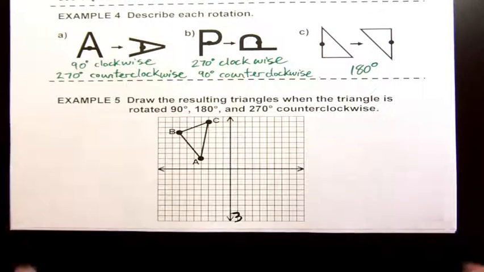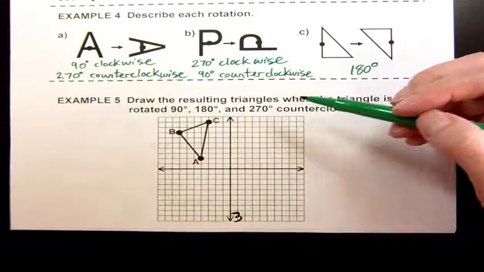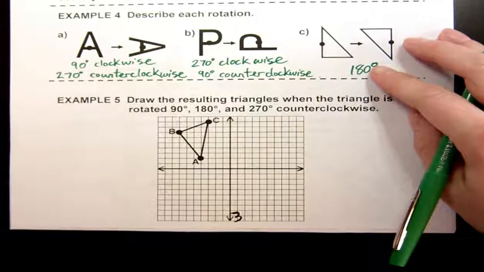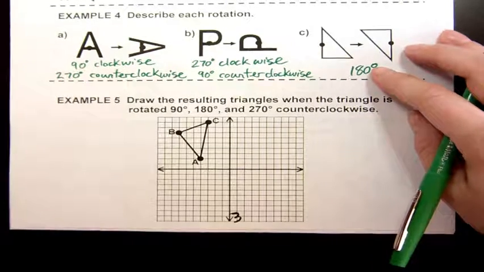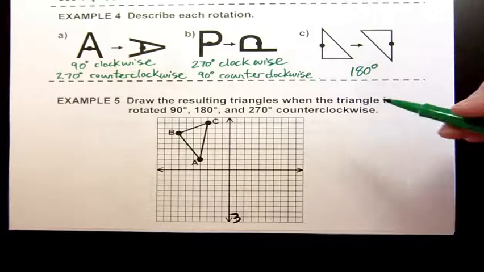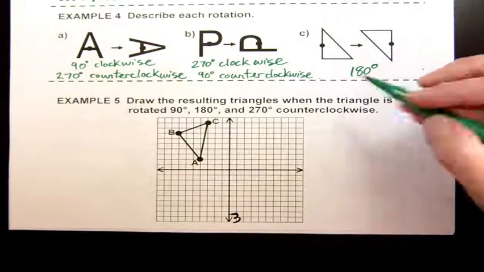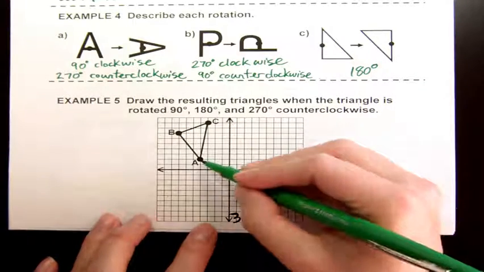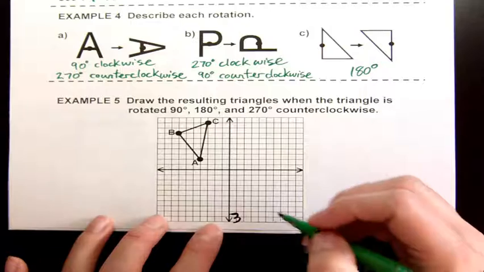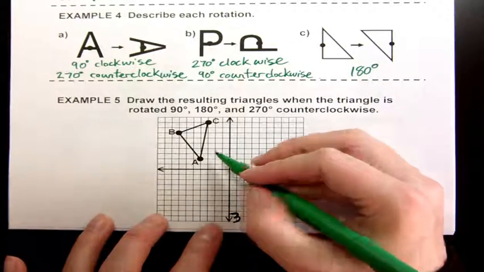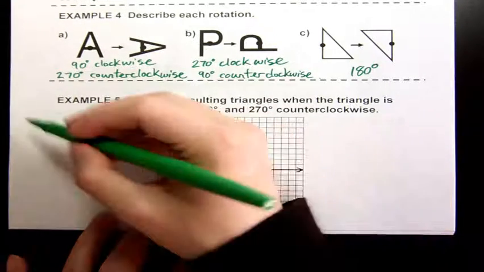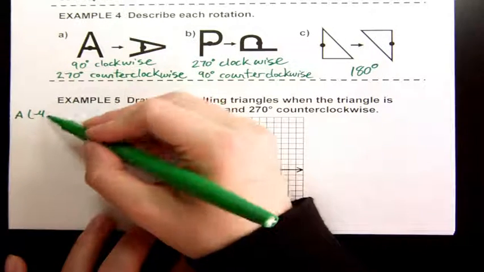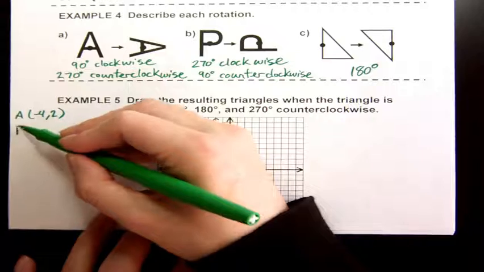Okay, so this is asking us to draw the result when we do it. And so, the easiest thing that makes sense to me and to most of my students is to actually turn the paper, label points, and then graph it. So before we do any of that, let's label these points. What is A here? I'm going to write it off to the side. So negative 4, 2. What is B?